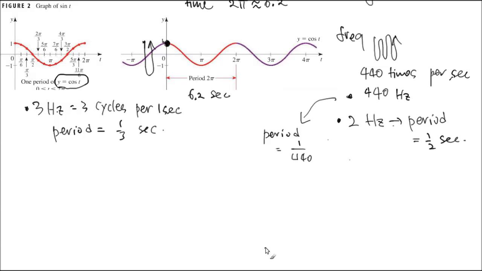Anyway, what we just learned here is a relationship between the period and the frequency, right? So the period is P, and how do you calculate frequency?